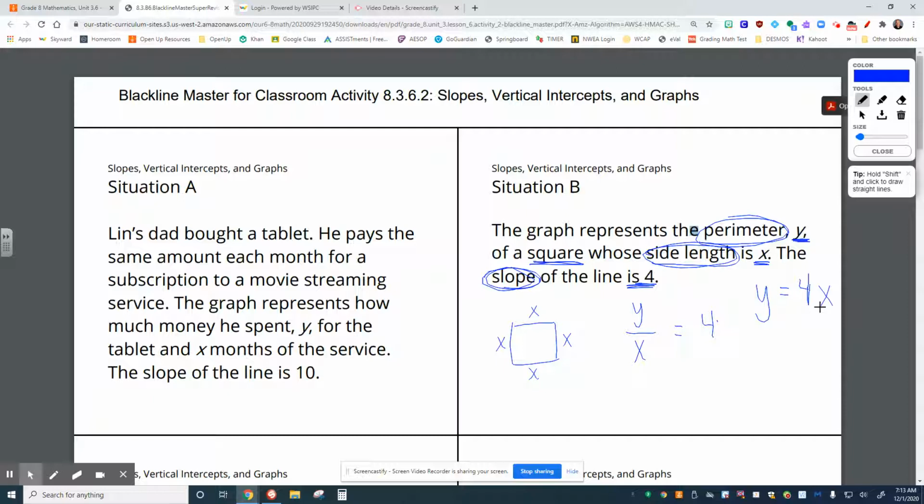We can see that this is proportional. Think about it for a minute. If the perimeter is 0 for our y coordinate, then that means the side length on every side is 0 as well, because we don't have any kind of measurement. We know that this graph is proportional, and if it's proportional, let's go ahead and match up something with it.